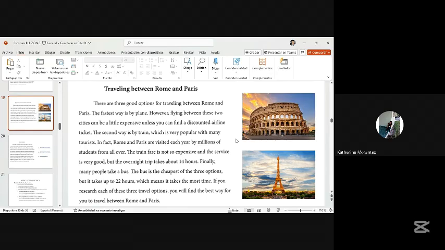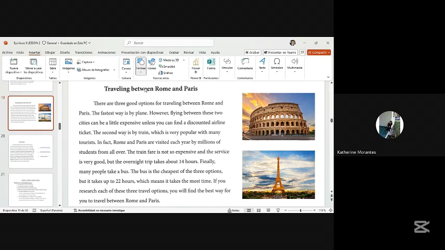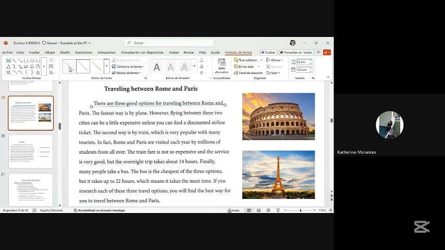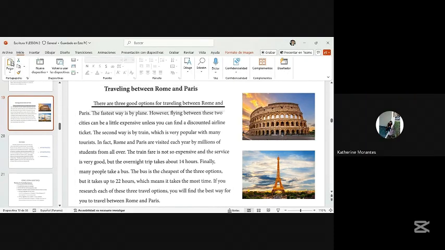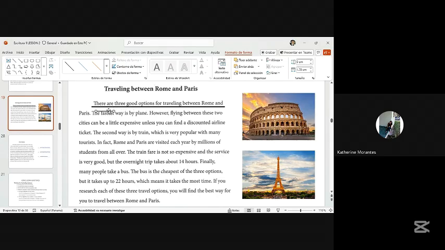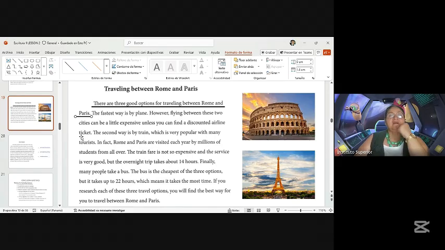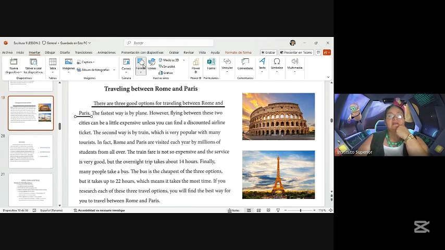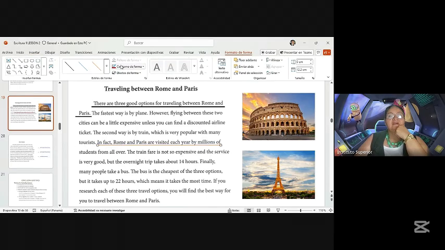I got it. The topic sentence is the first one: there are three good options for traveling between Rome and Paris. The topic would be options for traveling, I think. And the controlling idea would be there are three good options, for traveling between Rome and Paris. And the unrelated sentence would be the one that says, in fact, Rome and Paris are visited each year by millions of students from all over. Okay, so we have an unrelated sentence. Rome and Paris are visited by millions of tourists. It is unrelated and unnecessary.